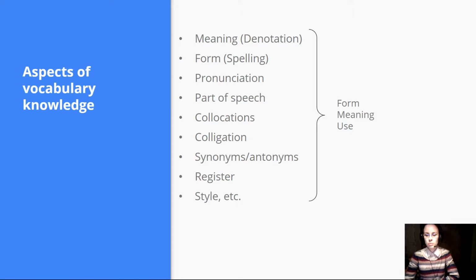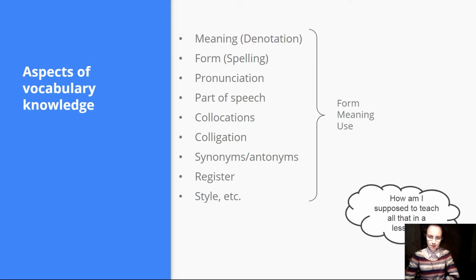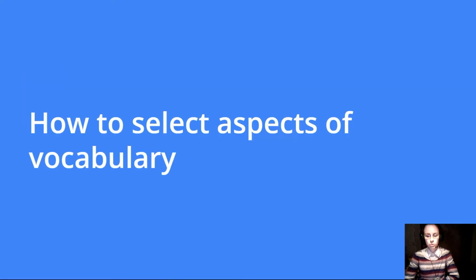And probably some of you are looking at this huge list and thinking, oh my god, how am I supposed to teach all this stuff in one lesson? Good news, guys. It's impossible and it's not necessary. There are so many aspects that we can teach, but it's impossible to teach everything at once, which means that we need to prioritize. So let's talk about how to select aspects of vocabulary to teach.